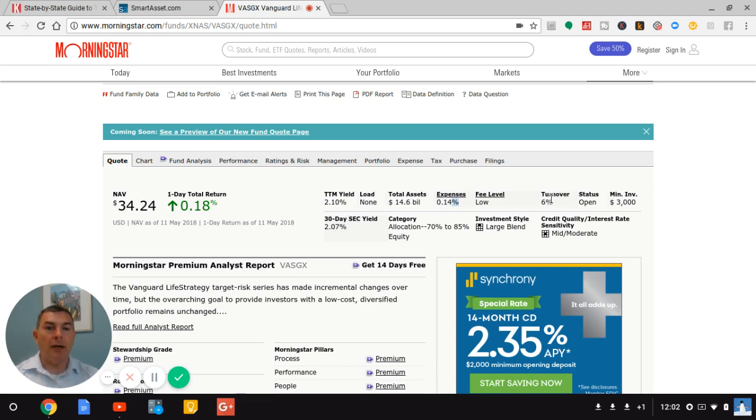Turnover rate. Okay, so this is what I want to talk about. So turnover is 6% here. That means if it has 100 stocks, it will have traded 6 of those stocks over the course of a year, if that makes sense. So they move the positions 6% of the time over the course of a year, which is incredibly low.